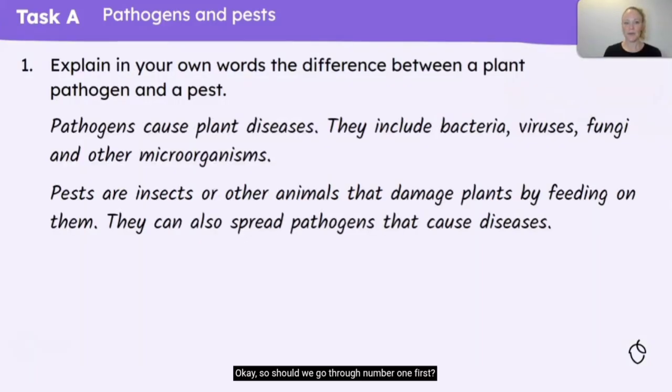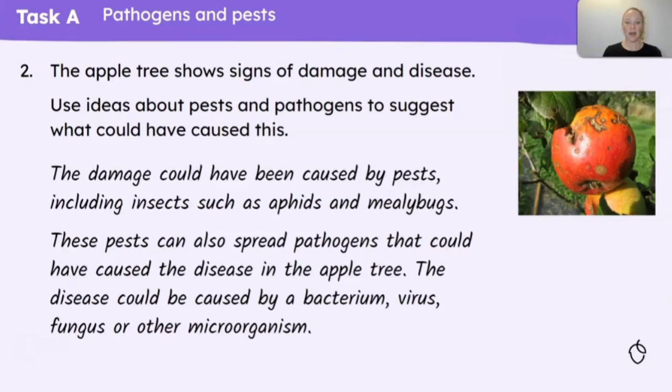Okay, so shall we go through number 1 first? Pathogens cause plant diseases. They include bacteria, viruses, fungi, and other microorganisms. Pests are insects or other animals that damage plants by feeding on them. They can also spread pathogens that cause diseases. For number 2, our ideas could be that the damage could have been caused by pests, including insects such as aphids and mealybugs. These pests can also spread pathogens that could have caused the disease in the apple tree. The disease could be caused by a bacterium, virus, fungus, or other microorganism.